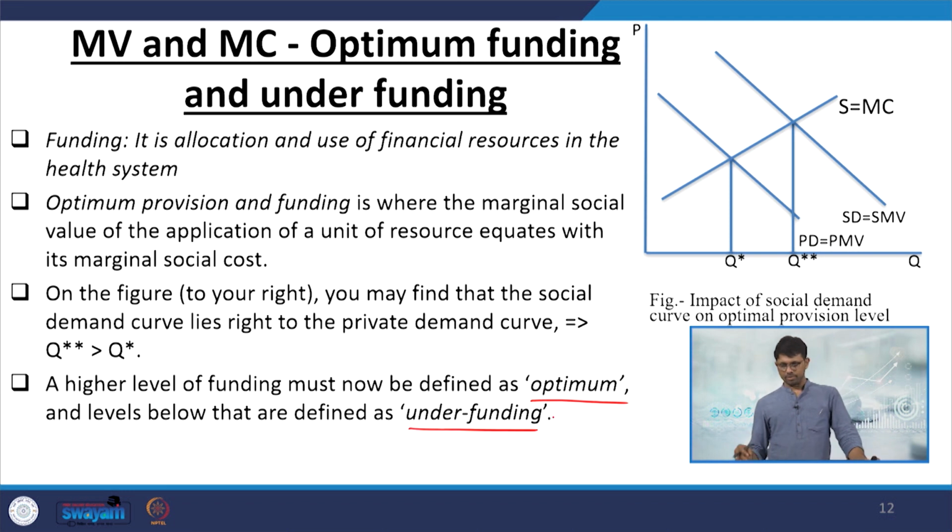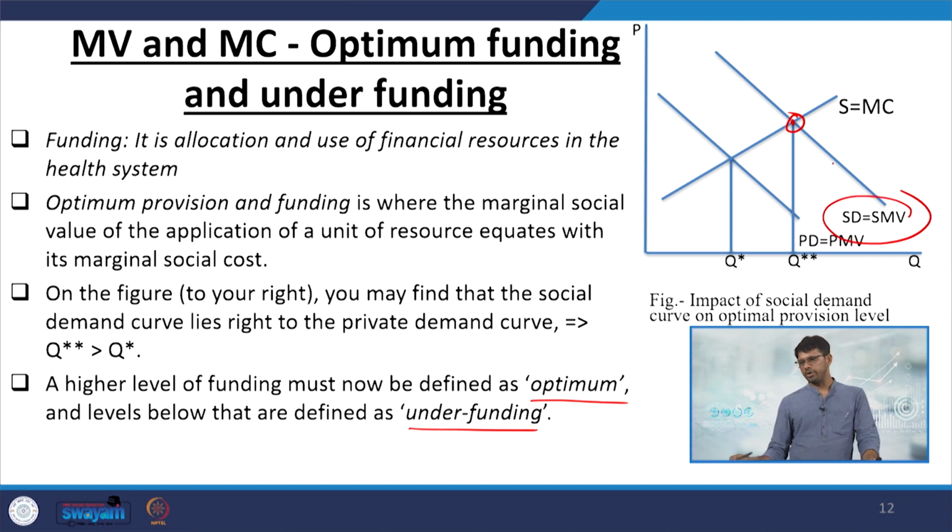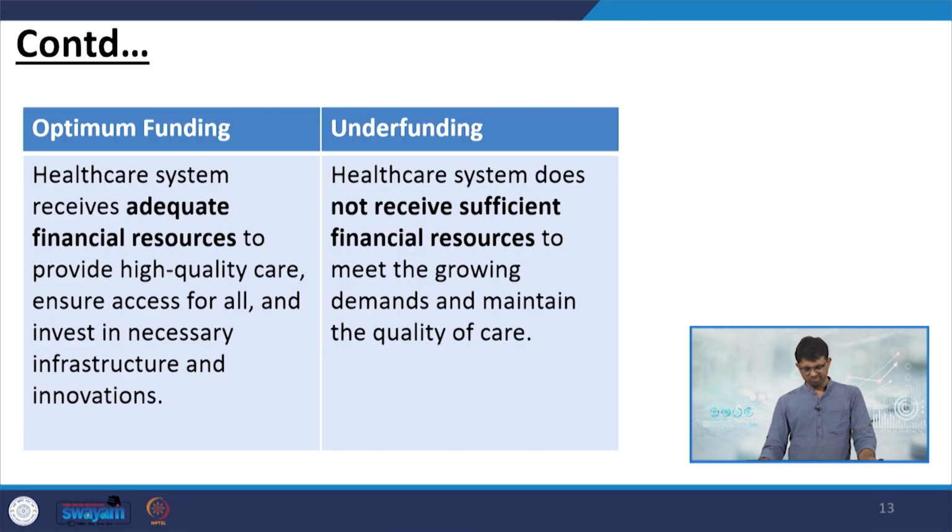Now, a higher level of funding, basically once we have defined this, must be defined as optimum, but optimum has to be clarified very clearly. Once this MC and MV are equalized, we usually consider this as optimum. But if it is below this, if the social marginal value is not attainable, this is basically a demand of the society, but your funding is falling short of it. Therefore, the demand is not possible to be met. In that case, that is called underfunding.